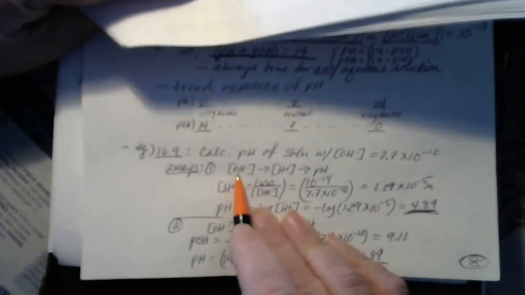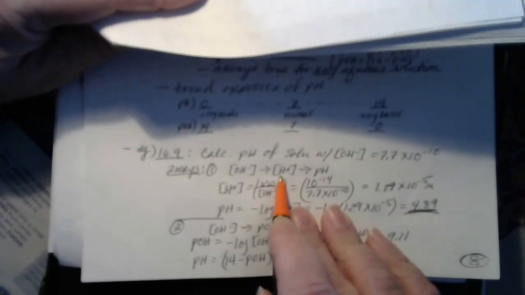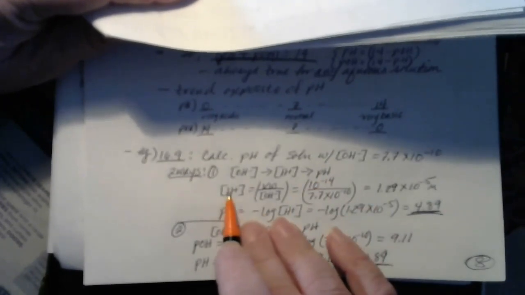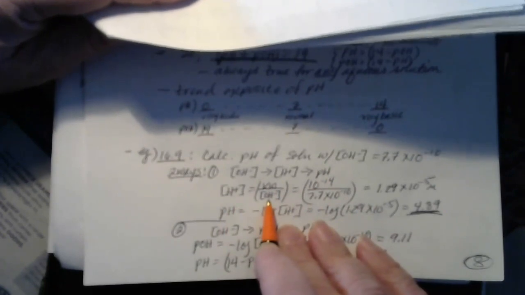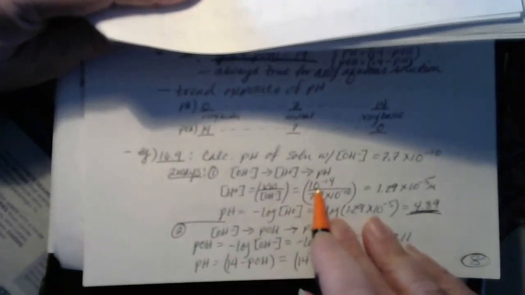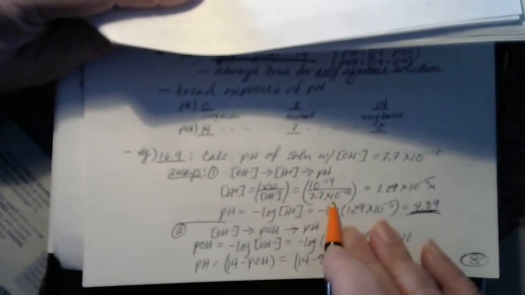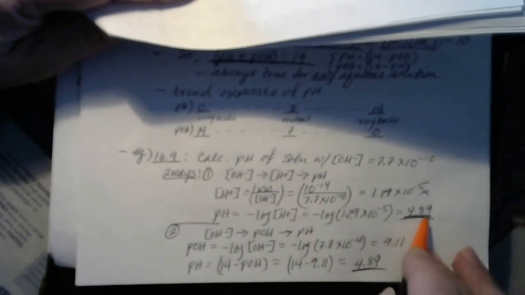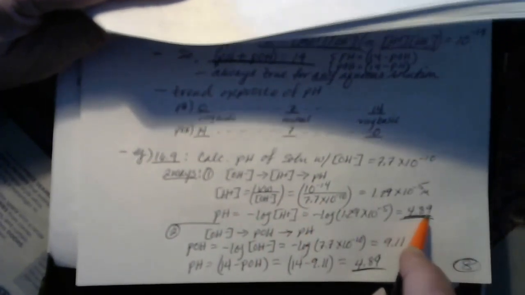You could take the OH minus concentration and use that to find the H plus concentration and then find the pH. In this case, you'd find the H plus concentration as Kw divided by OH minus, which is 10 to the minus 14 divided by 7.7 times 10 to the minus 10. And that gives you 1.29 times 10 to the minus 5 for the H plus concentration. And then you just take the negative log of that and you have your pH, 4.89.